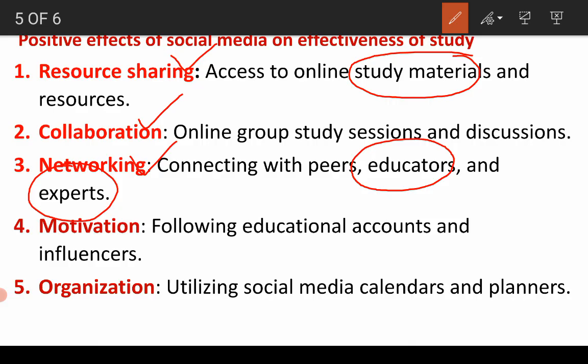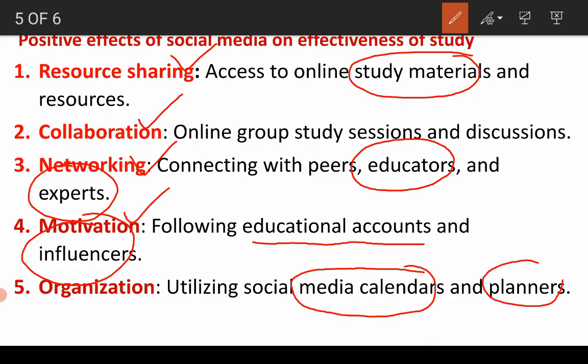All right. Another positive effect is that it brings about motivation by following educational accounts as well as educational influencers. You are able to get motivated. You get public talks or motivations from different people covering specific topics of interest. But also social media has features such as media calendars and media planners. You can use these to organize yourself as a student, to plan your activities, as well as to prepare for any other studying sessions through media calendars and planners.